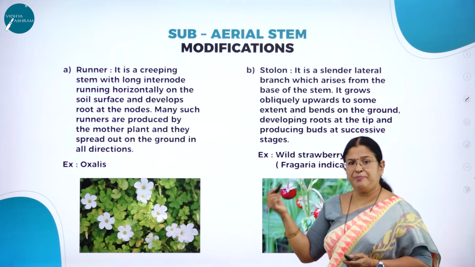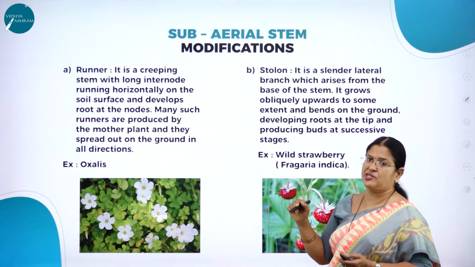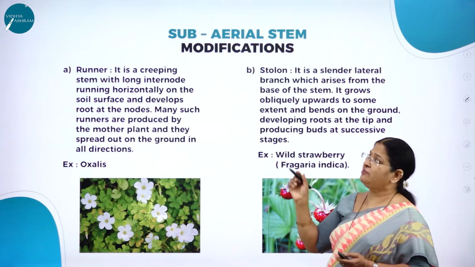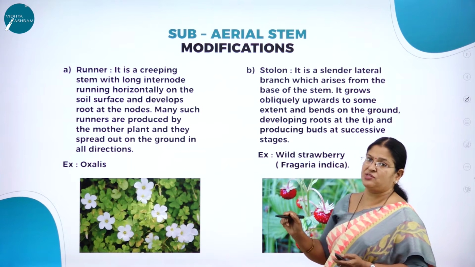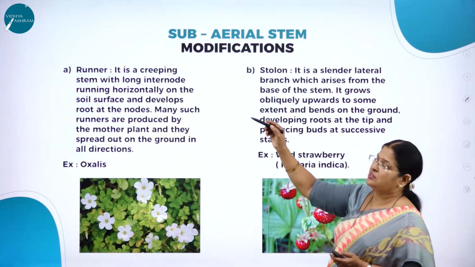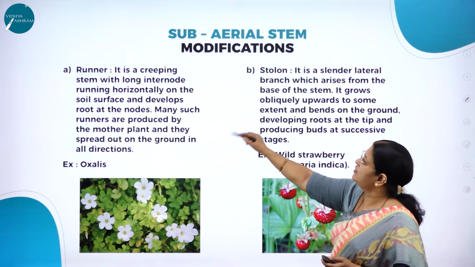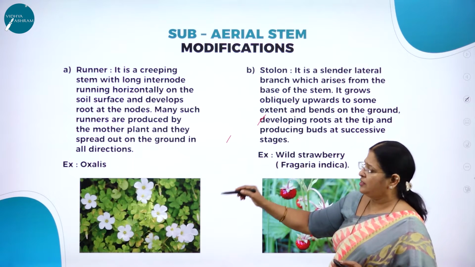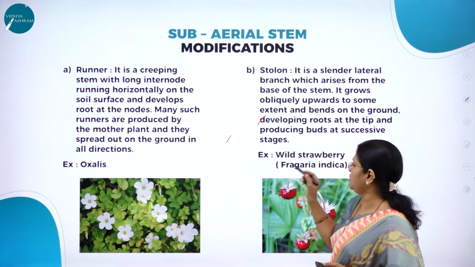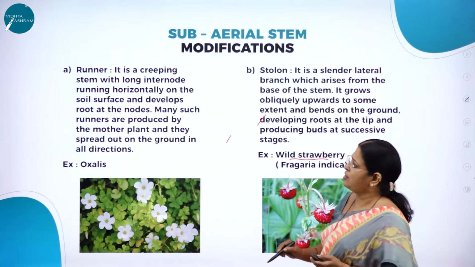So, subaerial stem modification. All this time, in the previous slide, we studied underground stem modification. We are going to deal with the subaerial stem modification. There are two examples here: one is runner, the other one is stolon. Runner, example oxalis. Stolon, example is wild strawberry.